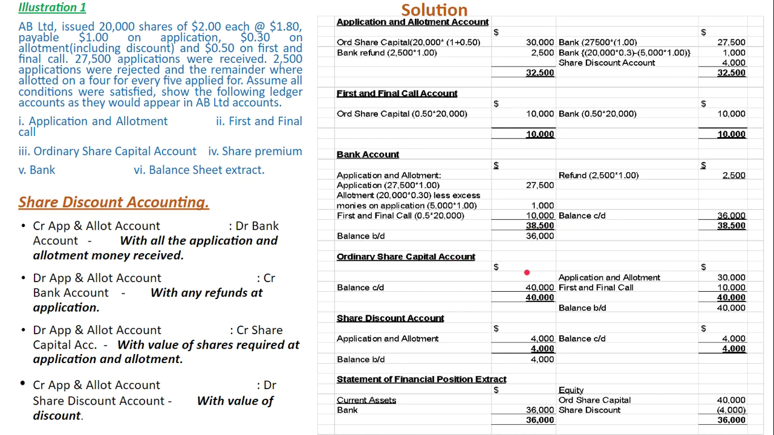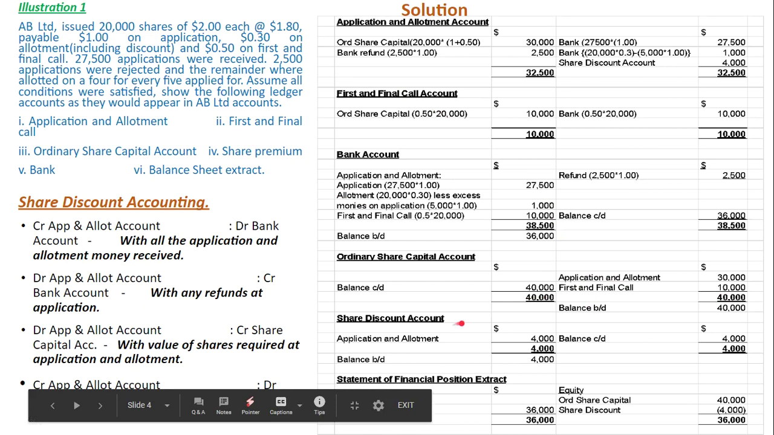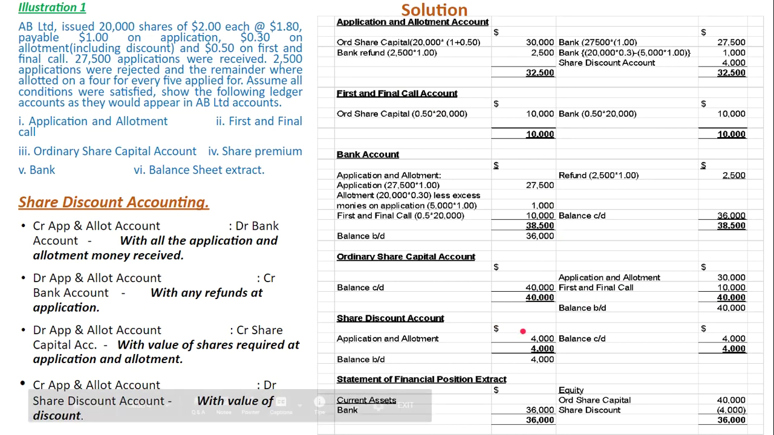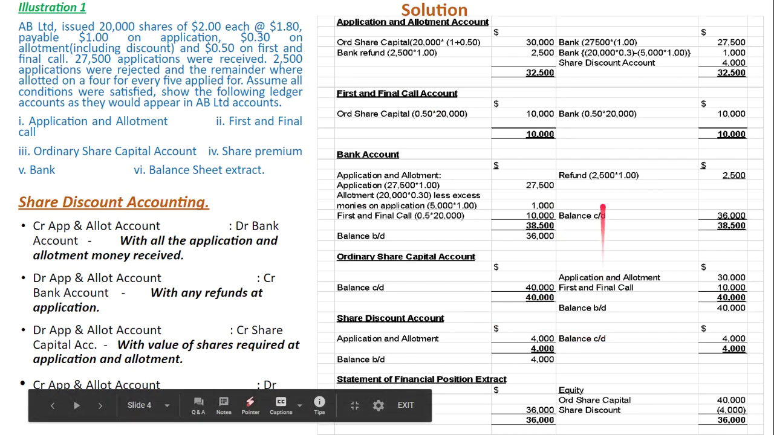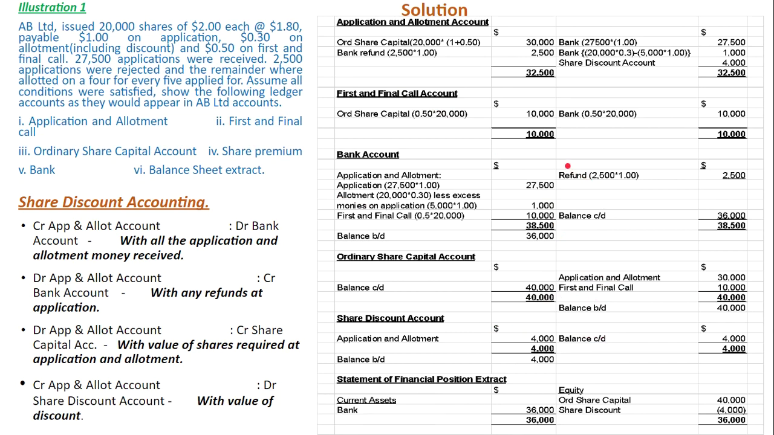On the ordinary share capital account, we can confirm that our ordinary share capital balance is correct for 40,000. Remember, we said shares are always recorded at par, so 20,000 times 2 will give us 40,000. Therefore, our ordinary share capital account is confirmed correct. Share discount account, we have 4,000, which is the balance brought down. Lastly, we need to do the balance sheet extract.